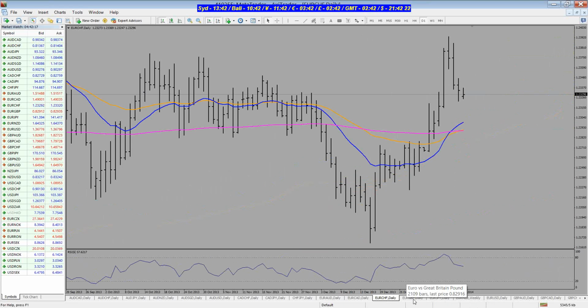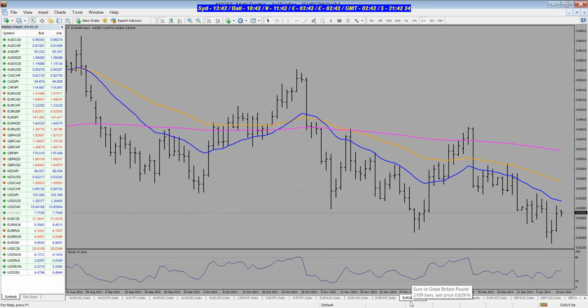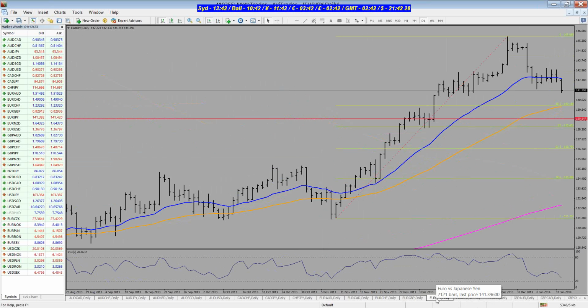Euro Swiss, no interest. We shouldn't be trading that. Euro pound, as I said, there's nothing there for us. Euro yen, same as the Swiss yen. It's getting down towards an area where we'd be interested in buying.